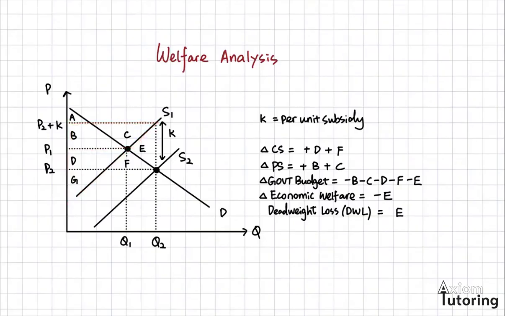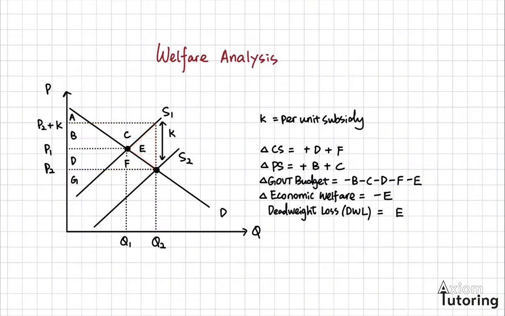The total payment made by government is the amount of the per unit subsidy K times the after subsidy transaction quantity Q2, so this rectangular area here. Eventually, we're going to see that the deadweight loss is this little triangular area that is unaccounted for.